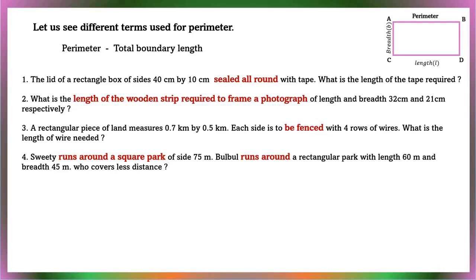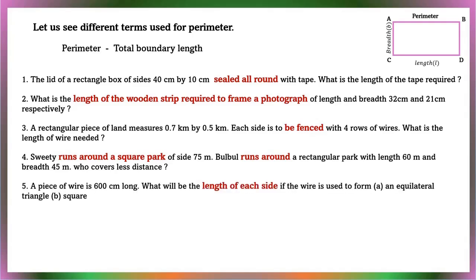Fourth one, both Sweetie and Bulbul are running around their parks. The word around indicates that we have to find the perimeter of each park. By comparing the perimeters of the squares and the rectangles, we can decide who covers less distance.